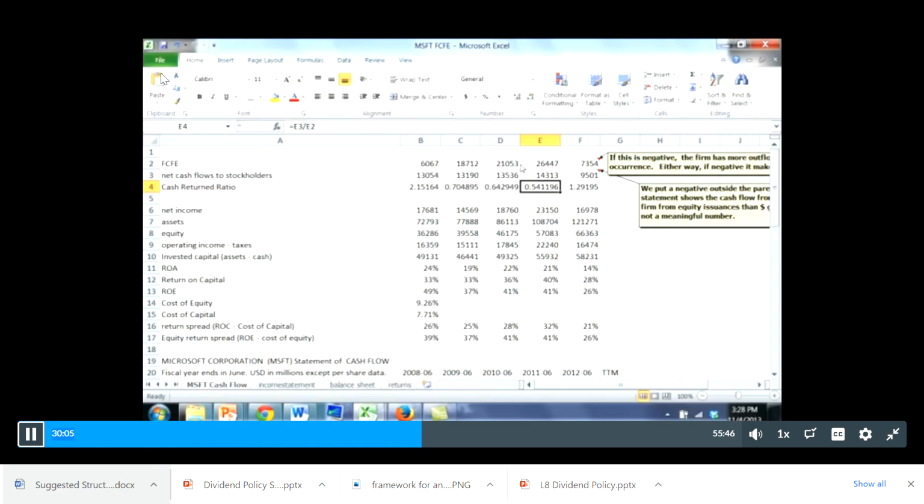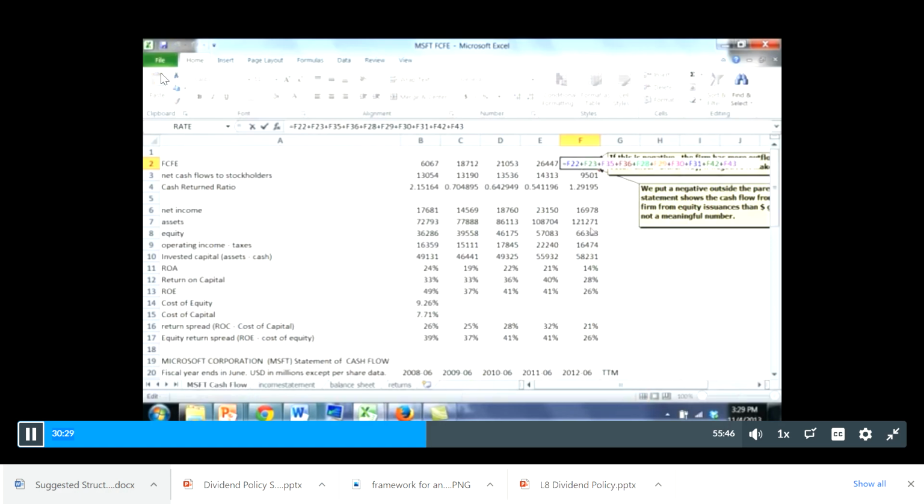the cash that's coming into the firm, the cash flow into the firm, is increasing faster than the dividends and the repurchases are increasing. And then in this last year that I have, 2012, obviously we had another big decrease in the cash flow coming into the firm.